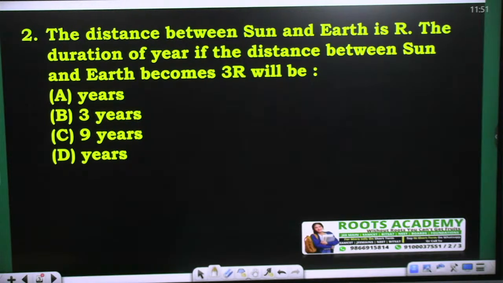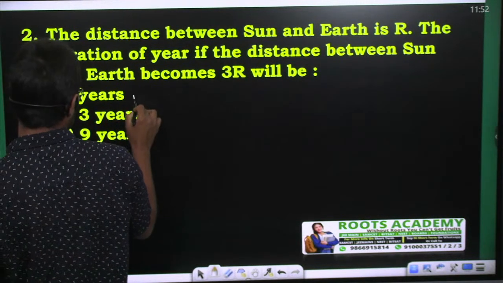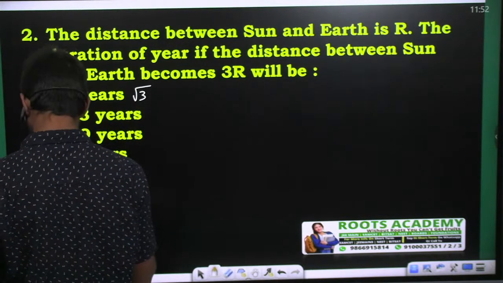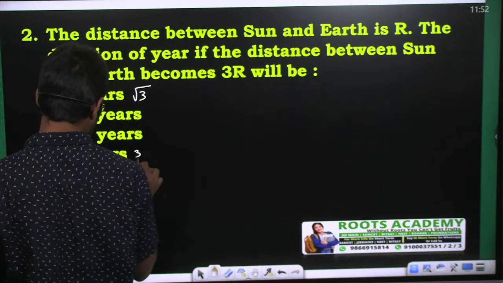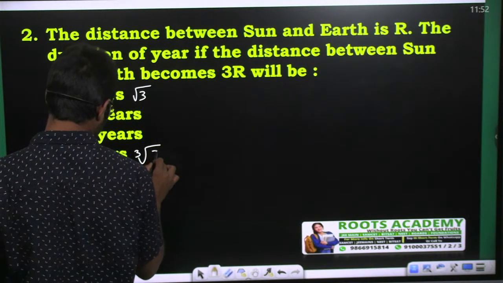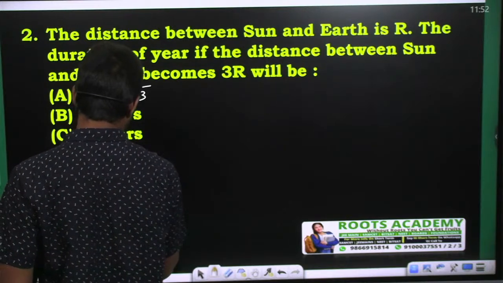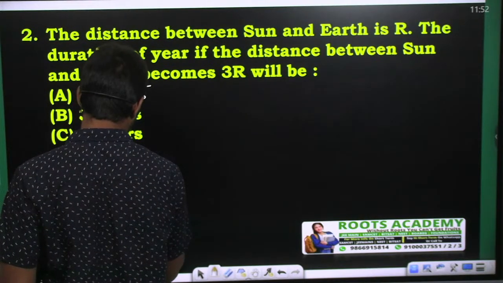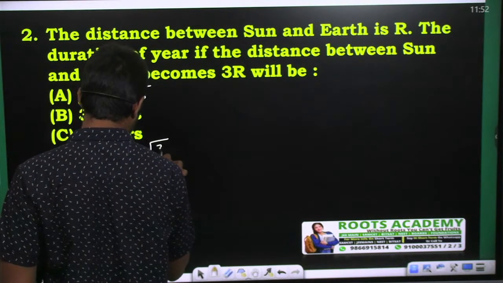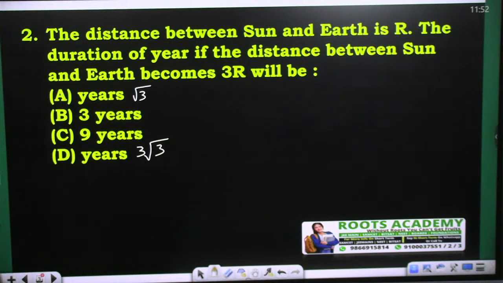Okay, so it is √3 years, and this is 3√3 years. As people could not type, 3√3 years. So these are the options. Kepler's laws are to be applied.